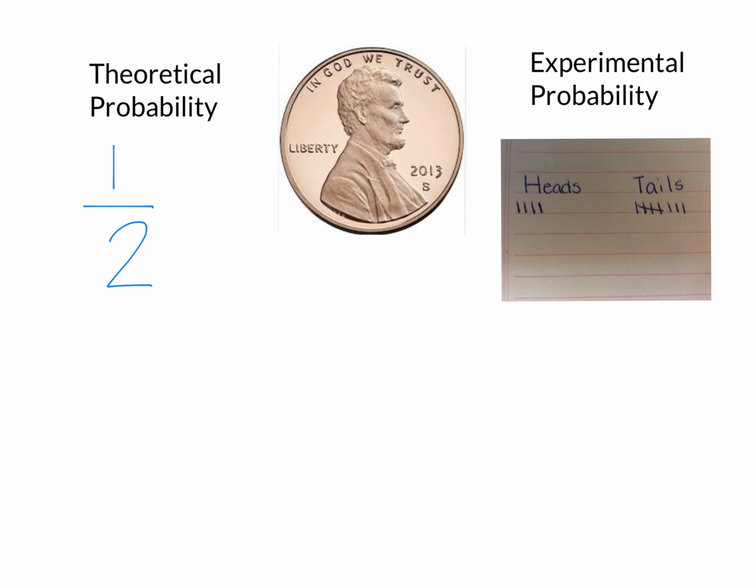In the experiment, we had 4 heads and we had 8 tails, which means we had a total of 12 outcomes. So now we need to decide, is 4/12 or 8/12 closest to 1/2? So if we're talking in terms of 12ths, we know that half of 12 is 6, so we'd be looking for 6/12.